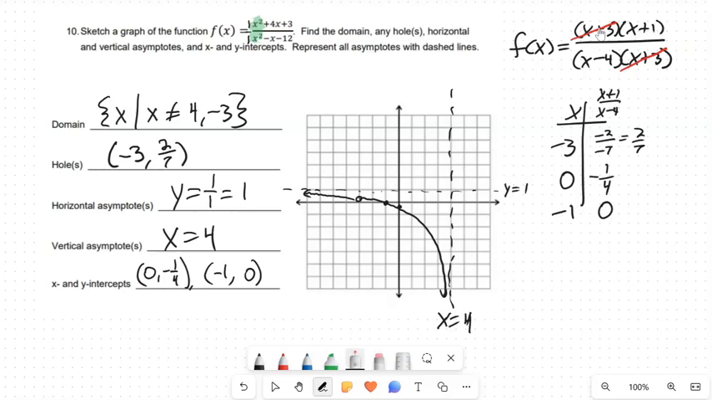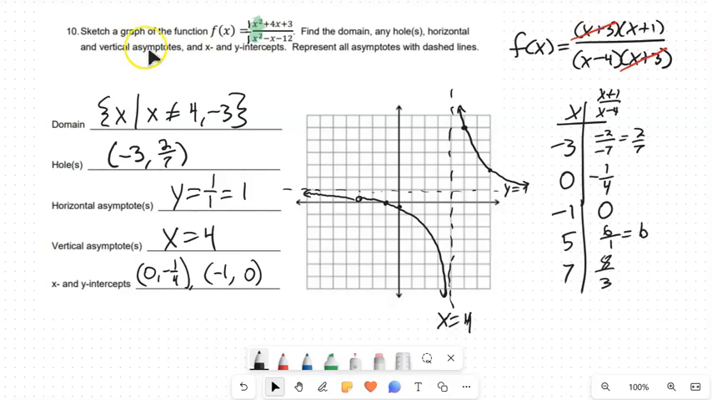Now there's also something over here, and so I'd want to plot a couple more points. Let's see, that's 4 or 5. Let's go with 5 and maybe 7. Plugging this in, 5 plus 1 is 6, over 5 minus 4 is 1. So 5, comma 6, right here. And if I plug in 7, I get 7 plus 1 is 8, 7 minus 4 is 3, 8/3, a little less than 3. That gives me an idea of what this side is doing.